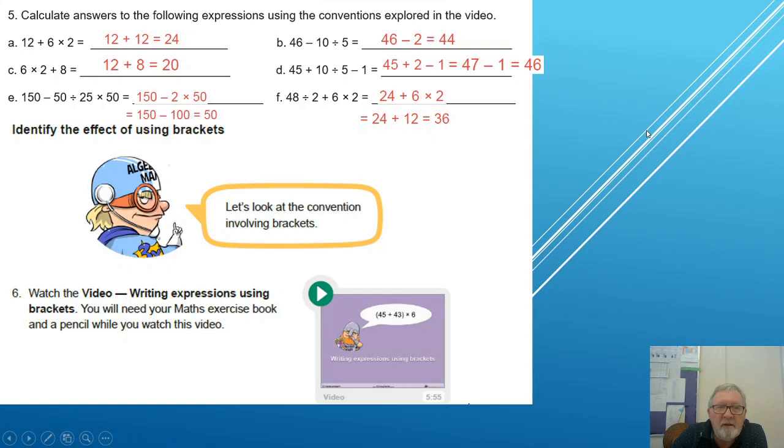And we're now going to look at the next convention, the convention involving brackets. Probably the easiest one, really. So if you've got those other ones down pat, this one's probably the easiest. All right, let's have a look at this video now.